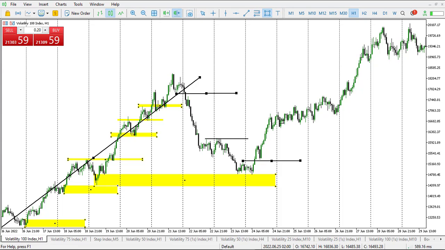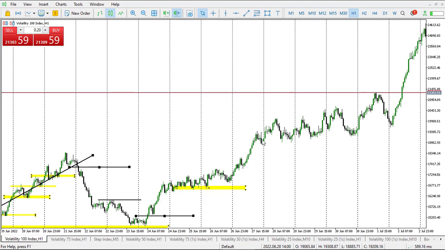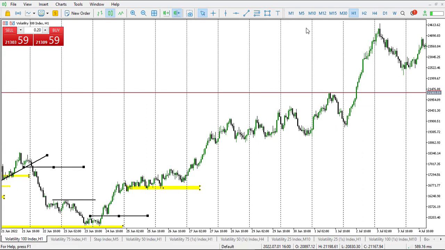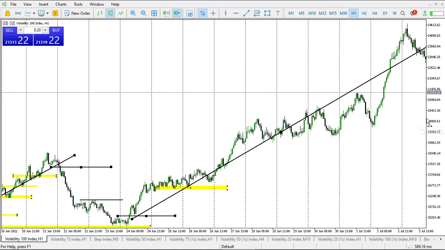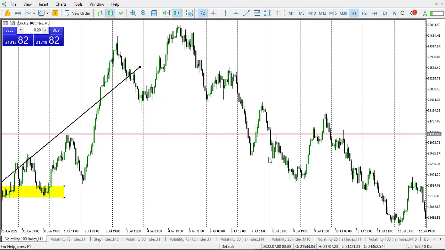So these are all entries that you could have taken. And as I said when I started this video, when V100 is trending, it moves and it trends for sure. What am I saying? Hold if you can and be patient. The trades will come. If you miss it, be patient. So you just have to understand this is how V100 moves.